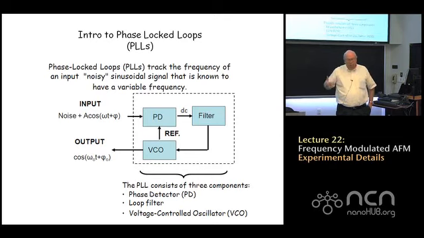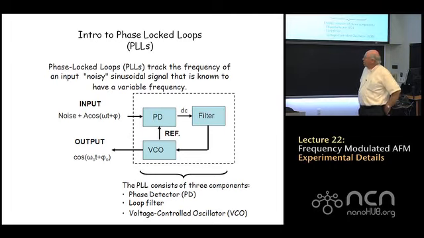So this is probably the most important slide of the lecture because it tells you about phase lock loops. If you don't know about phase lock loops, let me tell you, they're pretty amazing little pieces of electronics. They became commercially viable in the late 60s, early 70s, with the advent of integrated circuit technology.